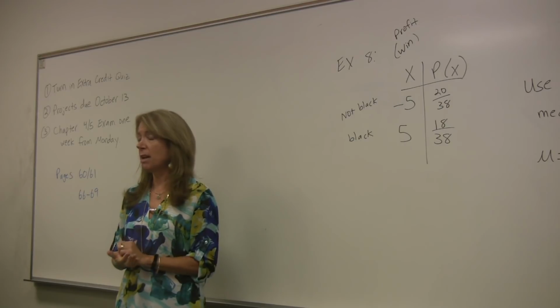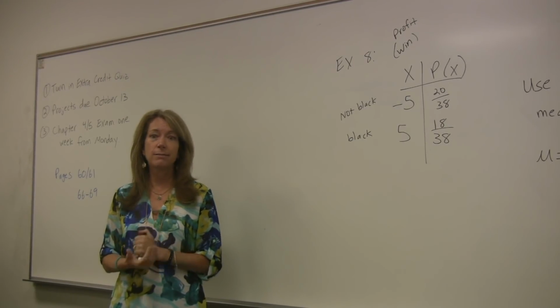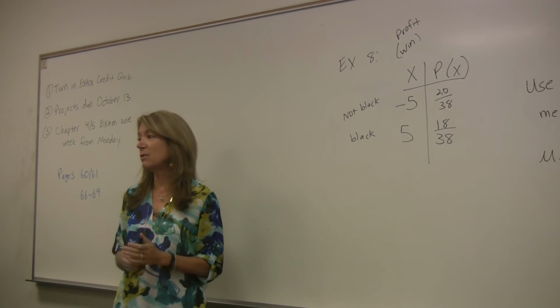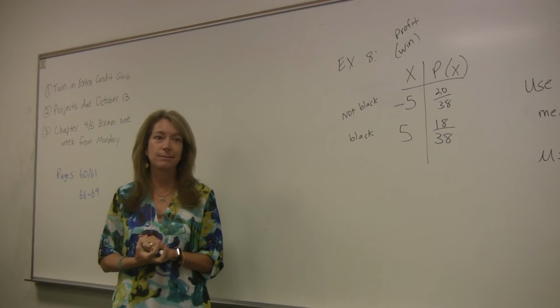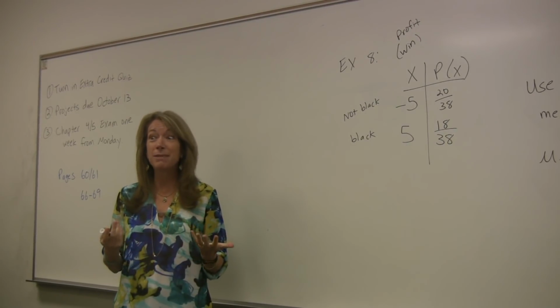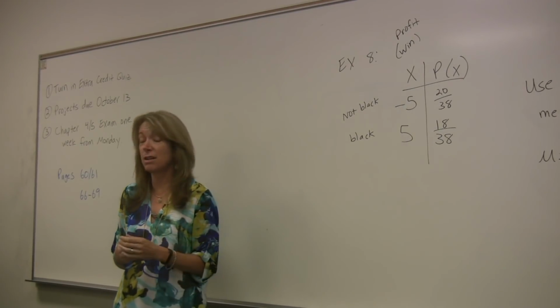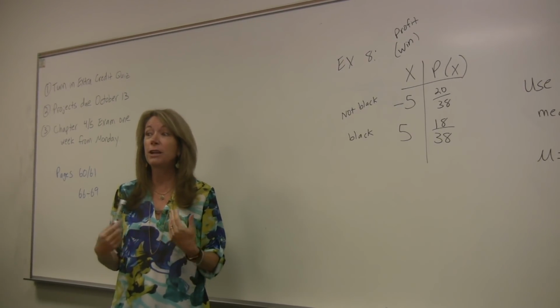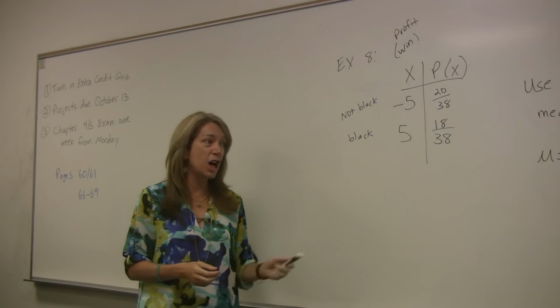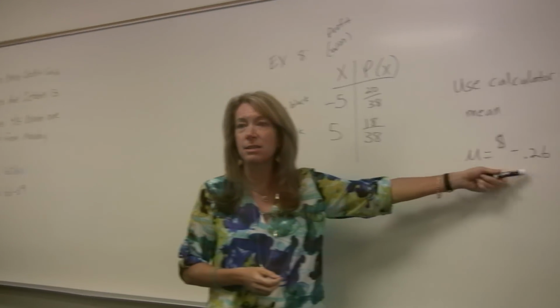What does that mean every time we go to the roulette table to try to win? We're losing 26 cents every time we play. Even though sometimes it comes out black and they give you $5. 5 extra bucks. They give you 10, but it's 5 extra. If you keep doing it over and over, every time you play, on average, you're losing 26 cents.